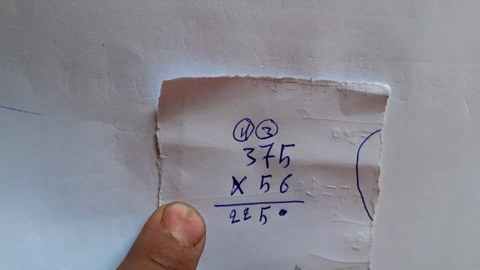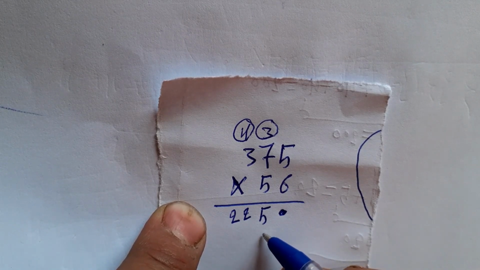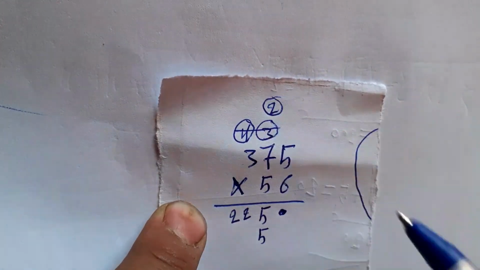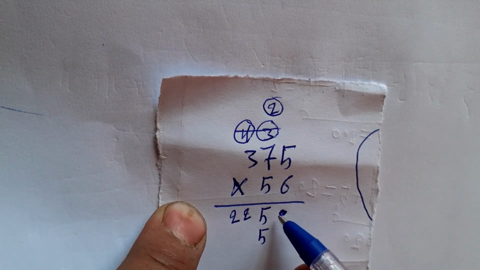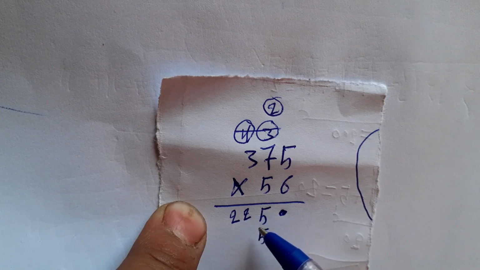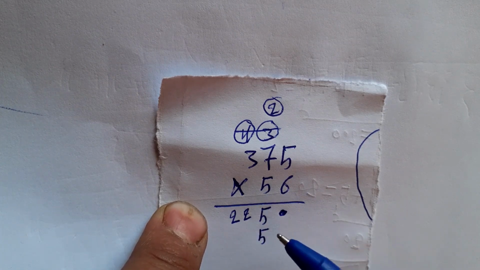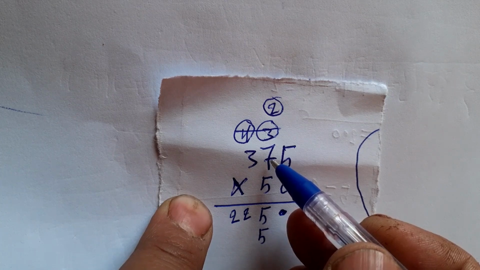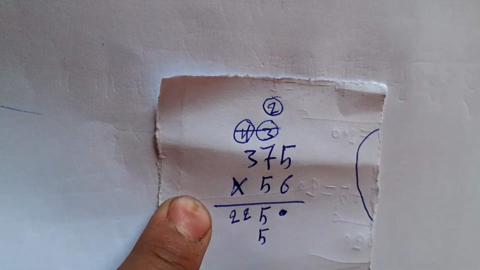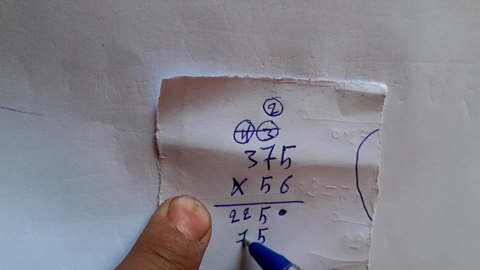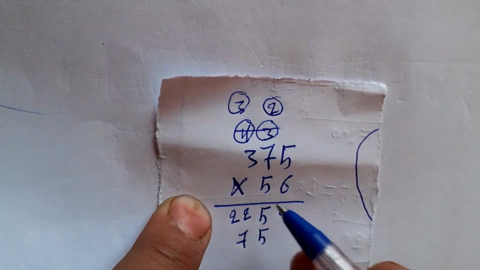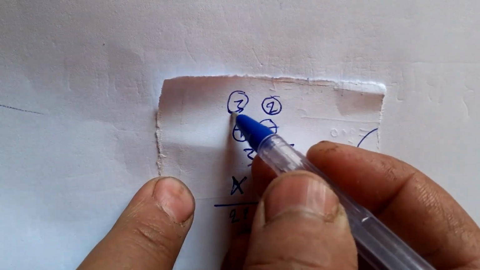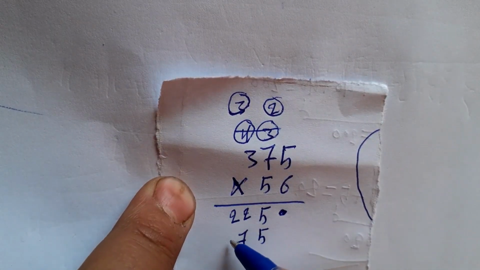5 times 5, 25. Write 5 and 2 carry over, write the next column. From this we move back one number because it is tens. 5 times 7, 35 plus 2, 37. Write 7 and 3 carry over, write the next column. 5 times 3, 15 plus 3, 18.